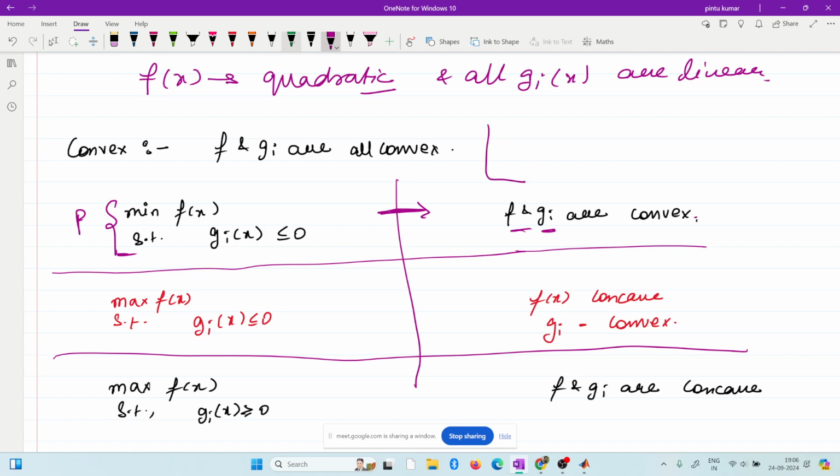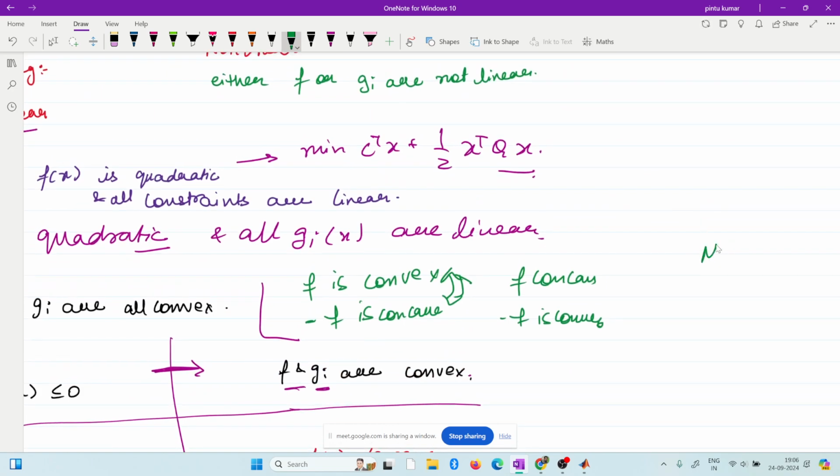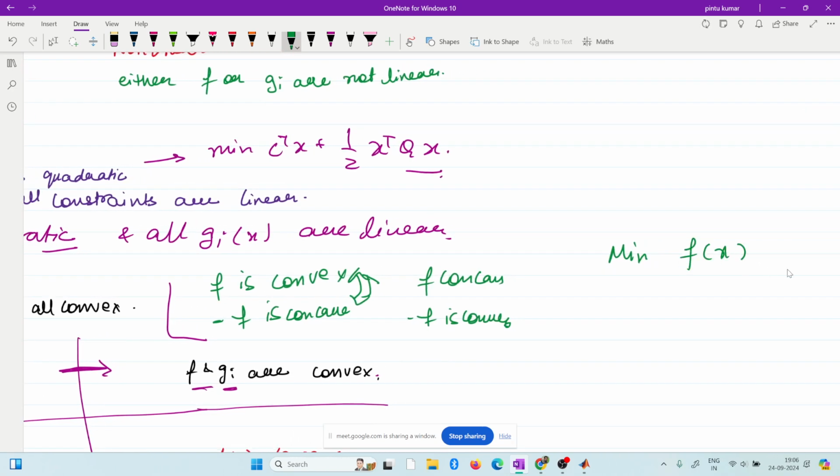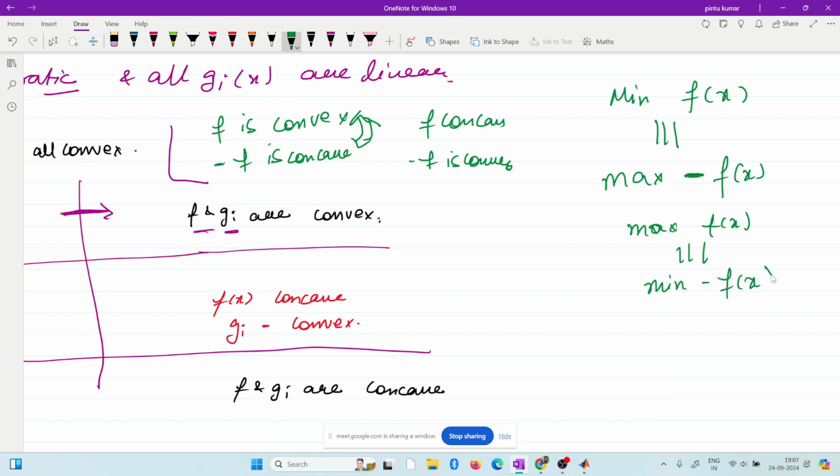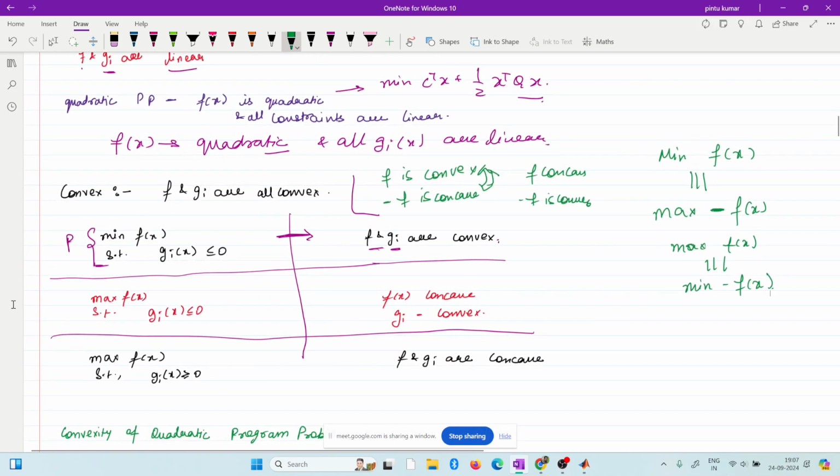One small thing that is very important is, if your f is convex, then minus f is concave, right? And vice versa. Because this is the way you define a concave function. You call f concave if minus f is convex. Another very small thing is, if you have an optimization problem minimize f of x, it is the same as saying maximize negative of f of x. And maximize f of x is the same as saying minimize minus f of x, right? So this is what would be used over here.